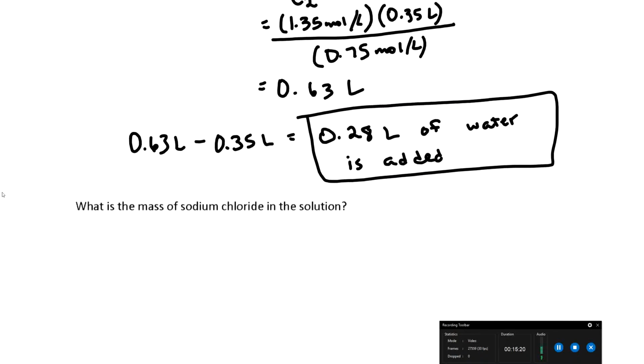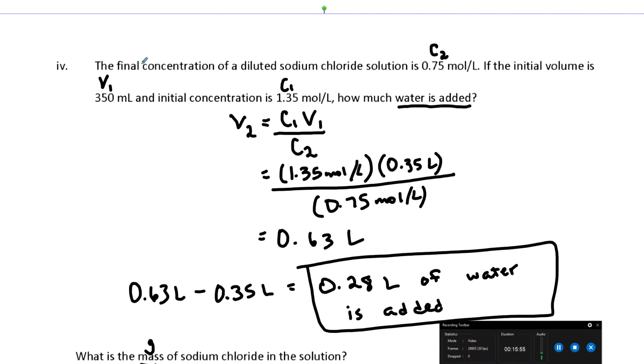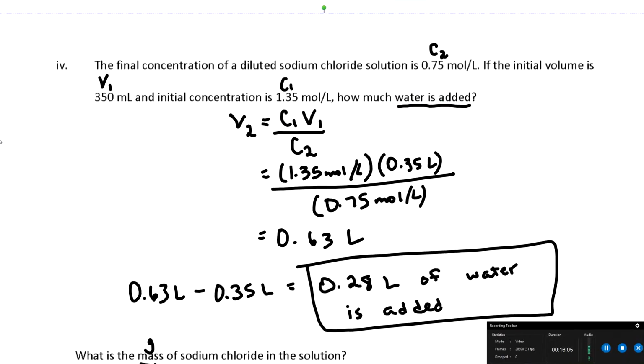So what else could you be asked about that? What is the mass of sodium chloride in the solution? Well, mass means grams. So everything up here has been in moles per liter. What we can do is use our formula, C equals N over V. We know concentration and we know volume. Now, the important part here is the amount of sodium chloride does not change. However much sodium chloride is in that solution stays the same throughout because all you're doing is adding water.